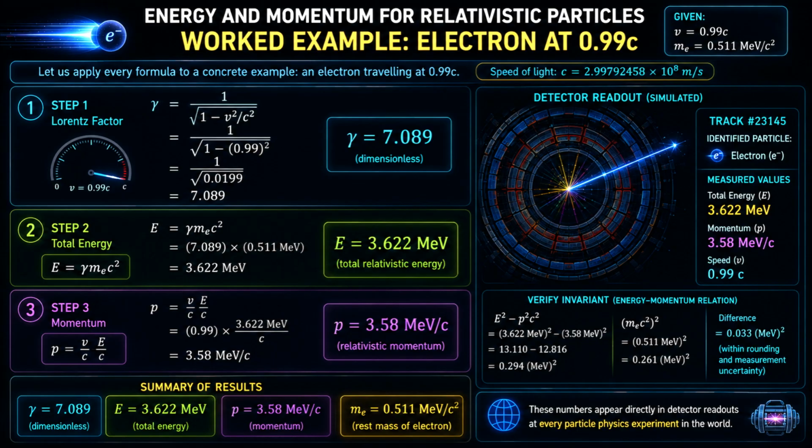Step 2. Total energy. E equals gamma times m naught times c squared equals 7.089 times 0.511, giving E equals 3.622 megaelectronvolts. Step 3. Momentum. P equals v divided by c times E divided by c equals 0.99 times 3.622 divided by c, giving P equals 3.58 megaelectronvolts per c. These numbers appear directly in detector readouts at every particle physics experiment in the world.